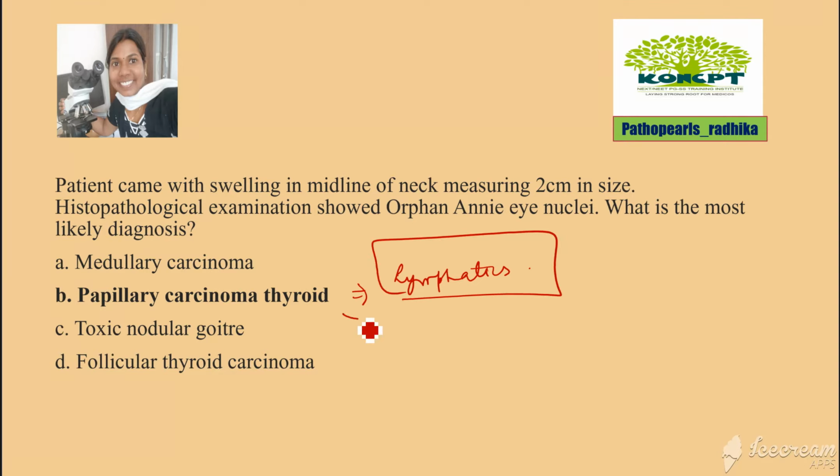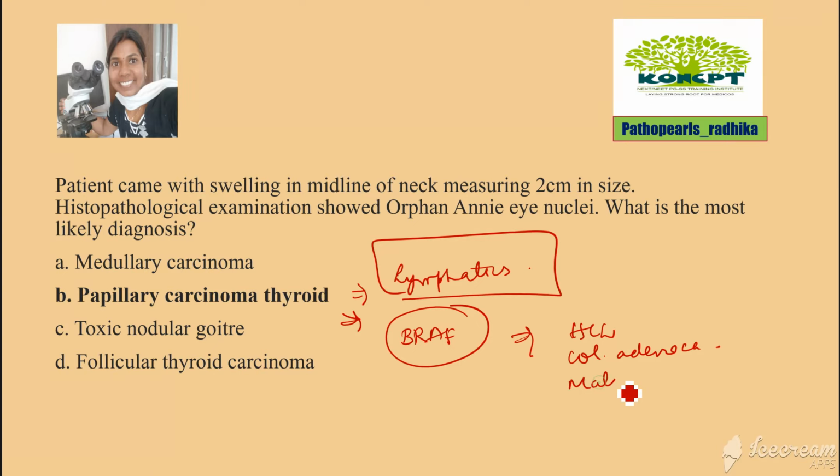So this is one carcinoma which is associated with BRAF mutation. Can you recollect where I have discussed this BRAF mutation? In the very beginning when I was discussing hairy cell leukemia. Hairy cell leukemia can have BRAF mutation. Your colonic adenocarcinoma can have BRAF mutation. Papillary carcinoma thyroid. Then your malignant melanoma, they can have your BRAF mutation. This again is an important question.